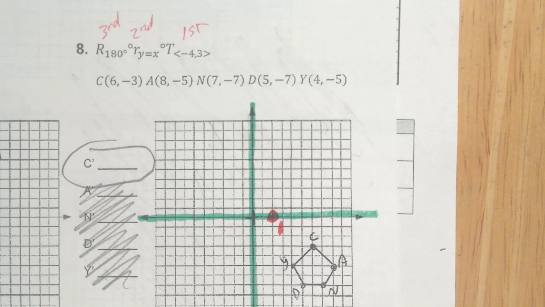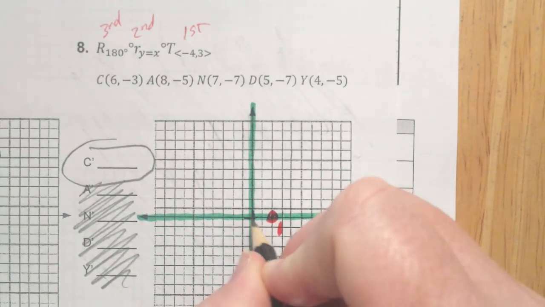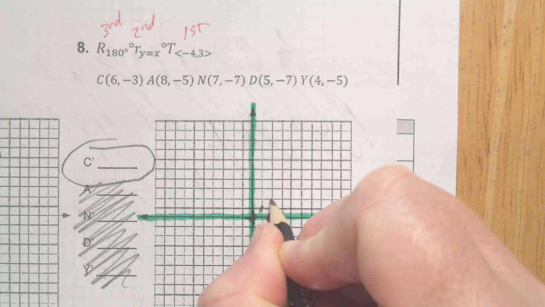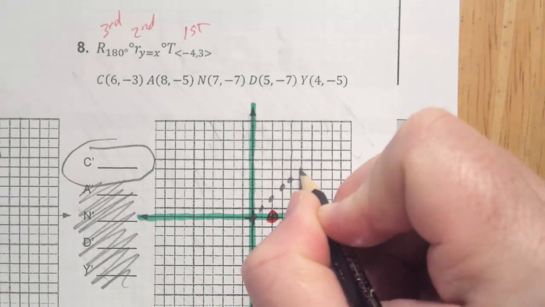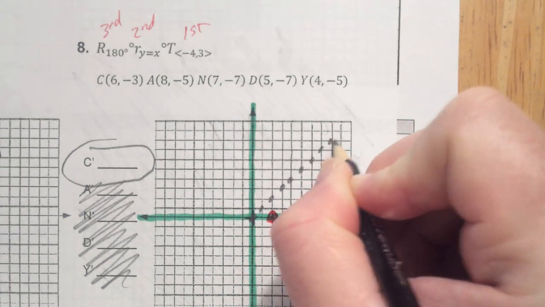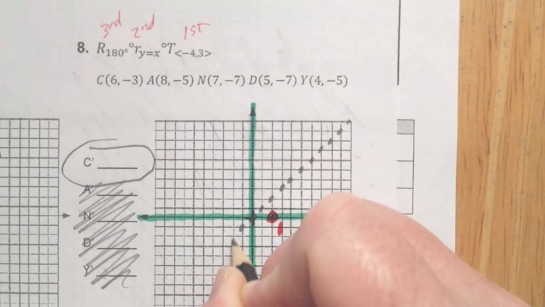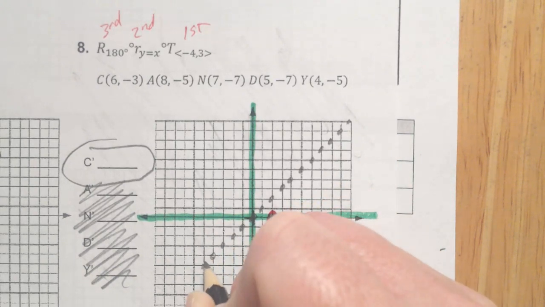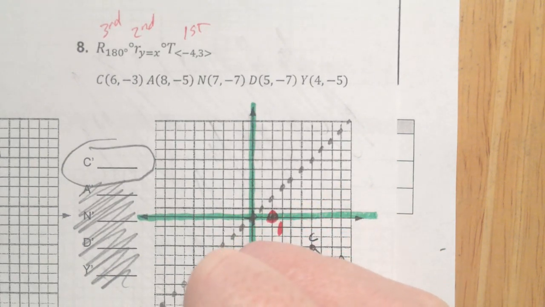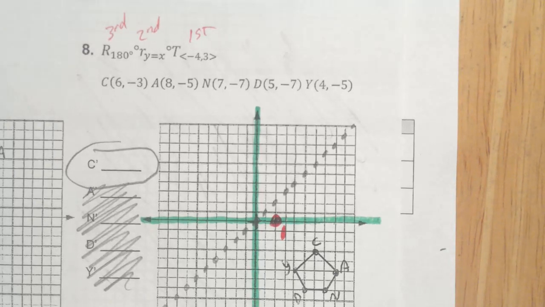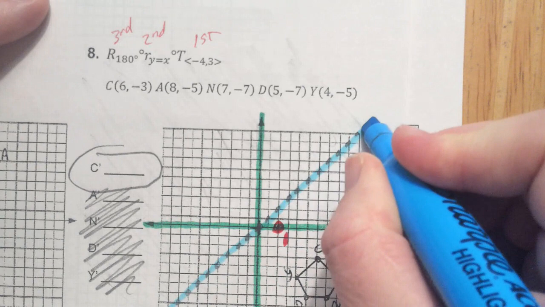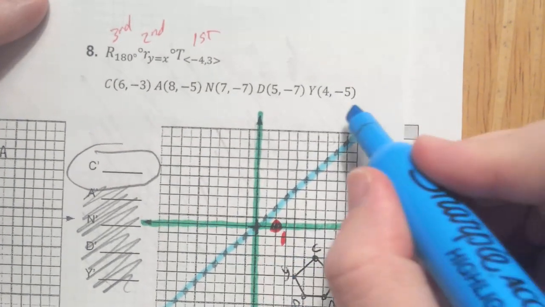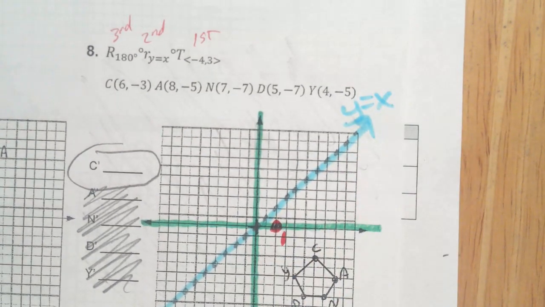Okay, so then the second thing I'm going to do is reflect over y equals x. All right, so y equals x. I'm going to take my pencil and put dots. And now it's going to be rising from left to right because it's a positive x. And we just continue the pattern in the opposite direction. And I'm going to take my blue highlighter and connect those dots, just to make it pretty. So that was y equals x.